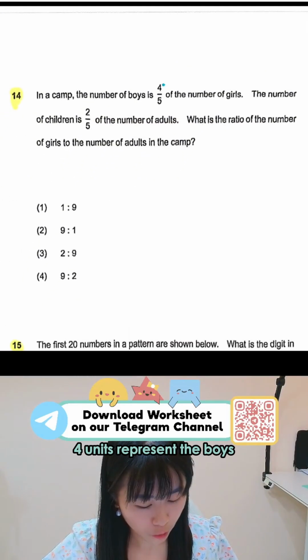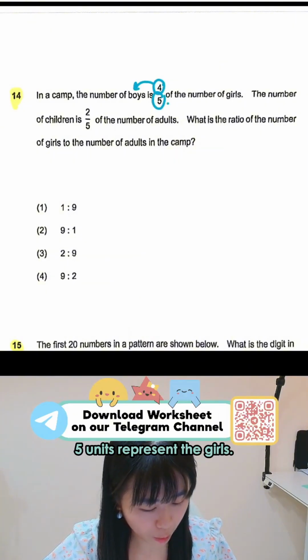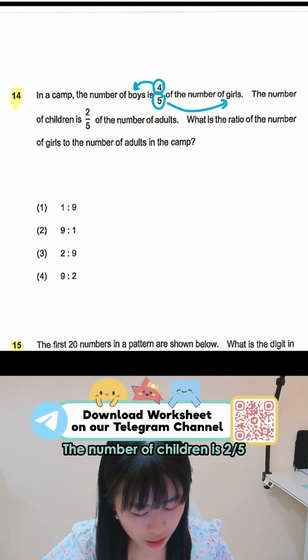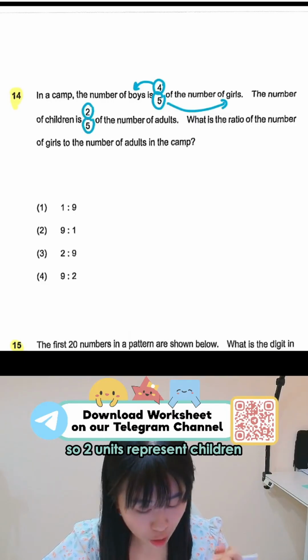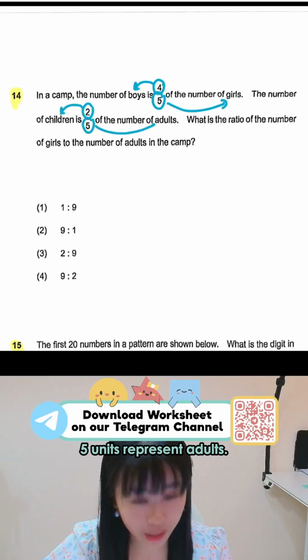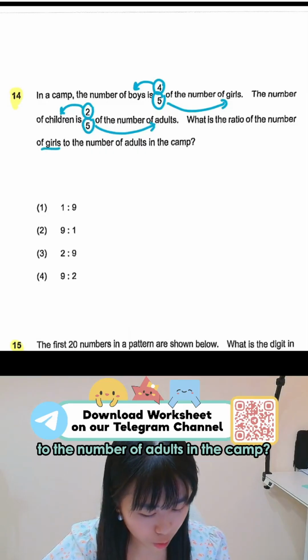Okay, so we have in the camp, the number of boys is 4 out of 5 of the number of girls. 4 units represent the boys, 5 units represent the girls. The number of children is 2 out of 5 the number of adults. So 2 units represent children, 5 units represent adults. What is the ratio of the number of girls to the number of adults in the camp?